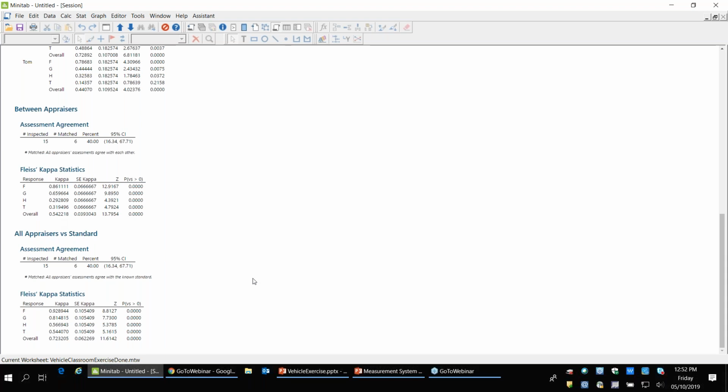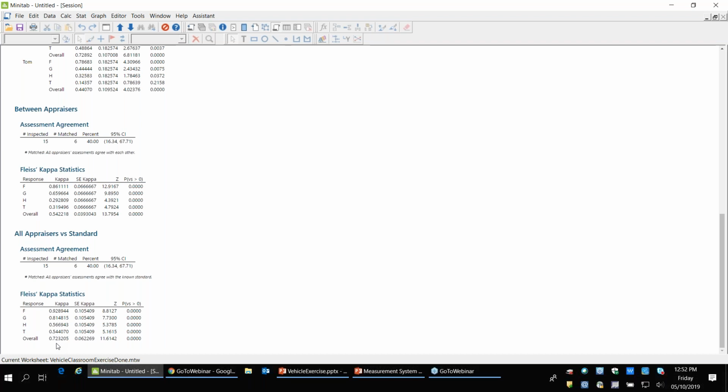Then finally, we have the final assessment, which is going to be down here. So this takes into account everything: repeatability, reproducibility, and assessment with the standard. And this is going to be the value that we're going to report as our final value, 0.723. So my assessors did 72.3% better than chance.